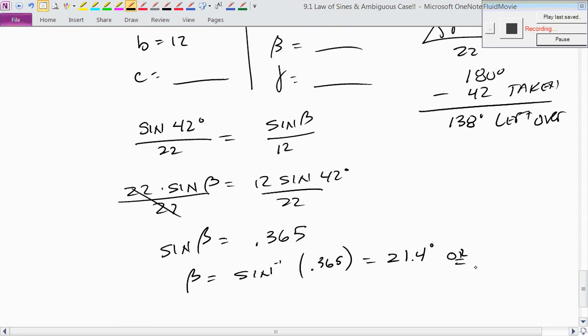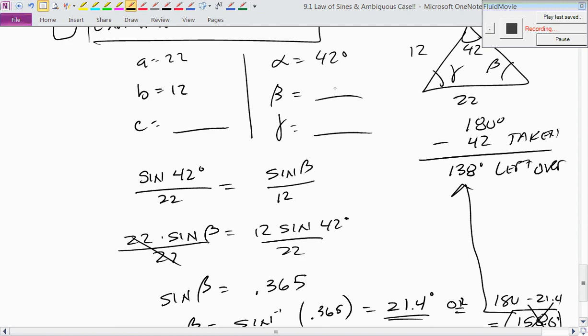Or, if I take 180 minus the 21.4, that gives me 158.6. And check it out. There's no way that it could be 158.6. How come? Because I don't have that much left over to divvy out between the two angles, do I? So therefore, it cannot be the case that 158 is the correct angle, so I'm sticking with the 21.4.